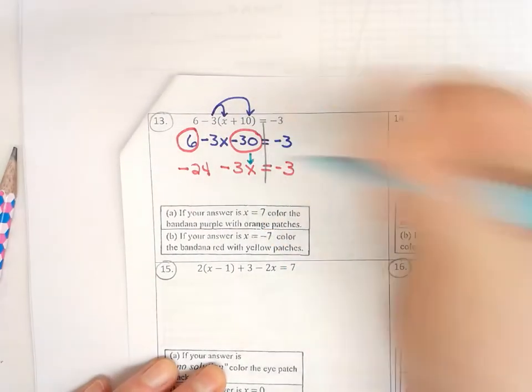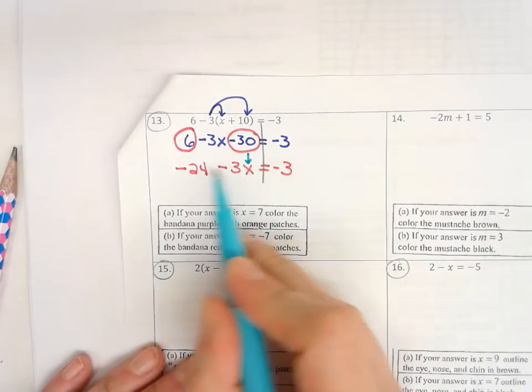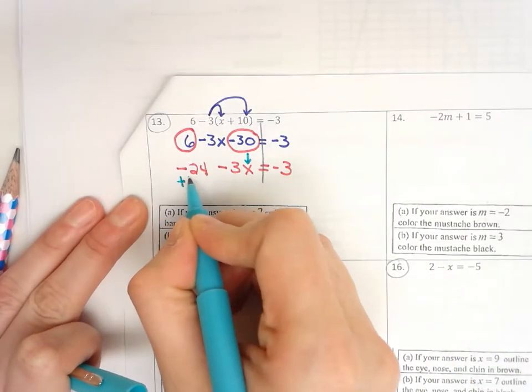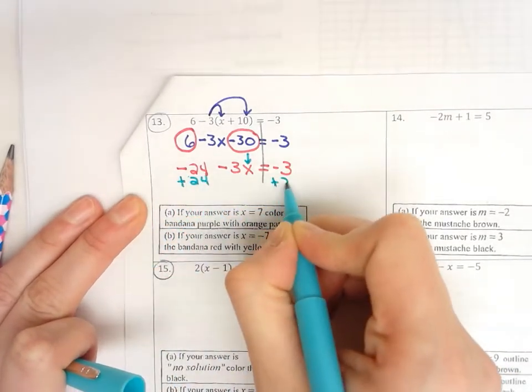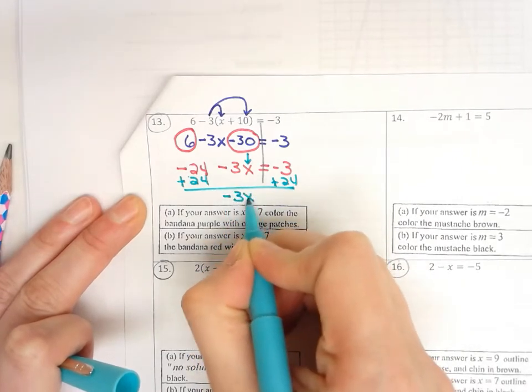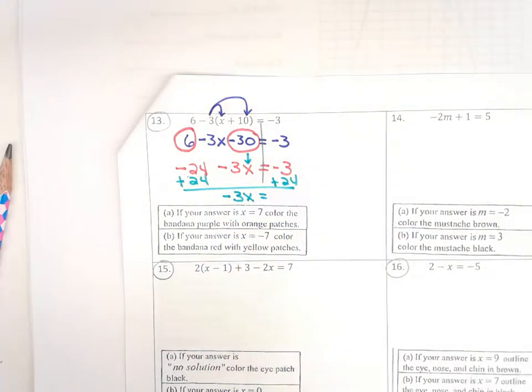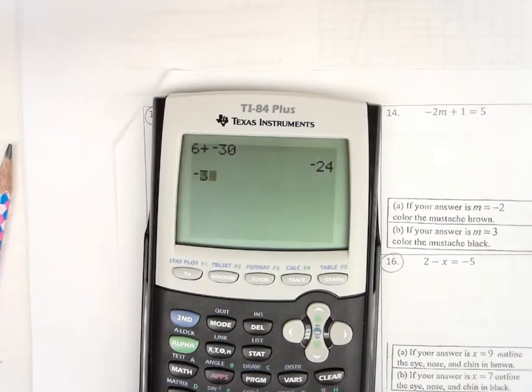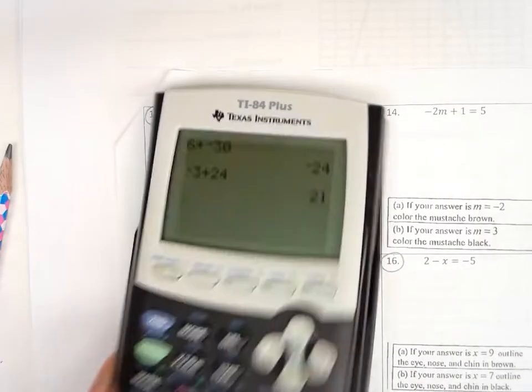So from here, we distributed, we combined like terms, now we've got a two-step problem. So if you're trying to get the x by itself, that makes the negative 24 the friend. We are going to add 24 to both sides of that equal sign, and I'm going to have to maybe move up here in just a second. If I add negative 3 plus 24, that's positive 21.